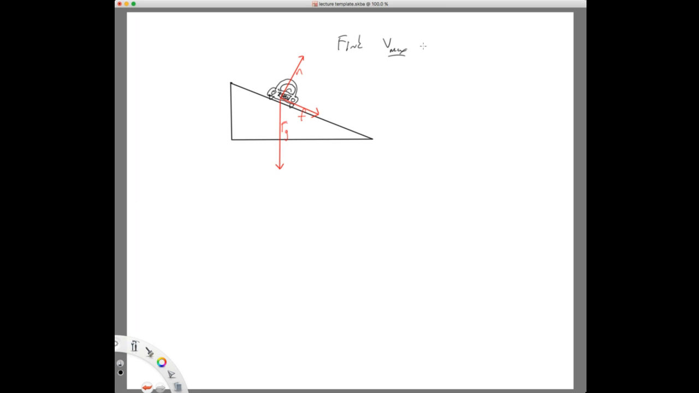And we're going to find Vmax if the radius of the track equals 30 meters. I like that radius. And mu static equals 1. That's if we have good tires. That's what mu static we would have. And theta equals, let's say, 20 degrees. Okay, so that's what we're after.